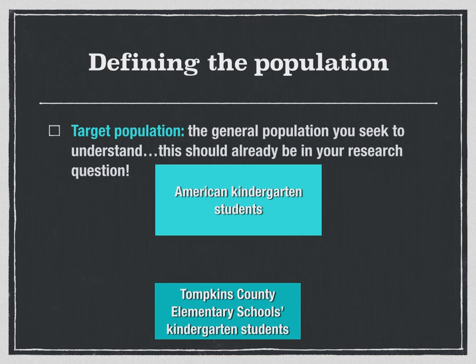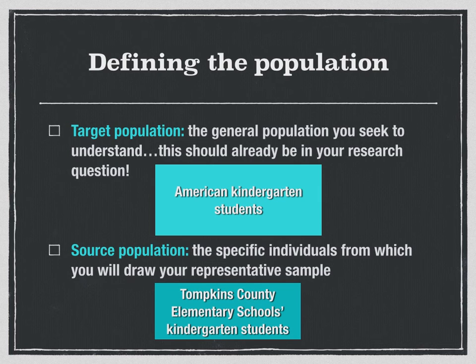Since you will not be able to study or even try to get in touch with every single American kindergarten student, you will need to find a source population, which is the pool of individuals from which you plan to recruit your study sample. At this stage, you already need to be careful that your source population is representative of your target population. You wouldn't want your source to be a private kindergarten in Beverly Hills because the children there are likely not typical of the full range of kindergarten students across America.